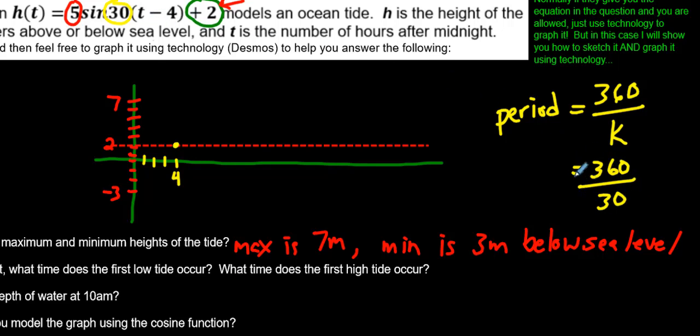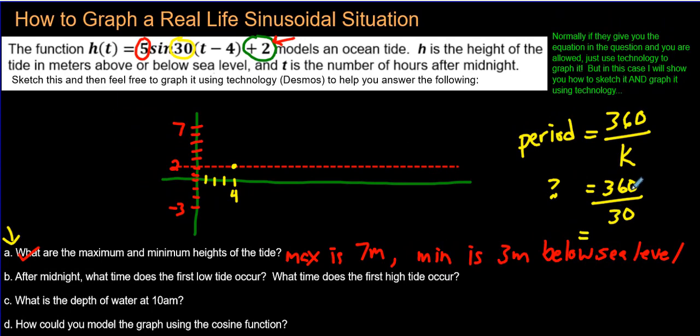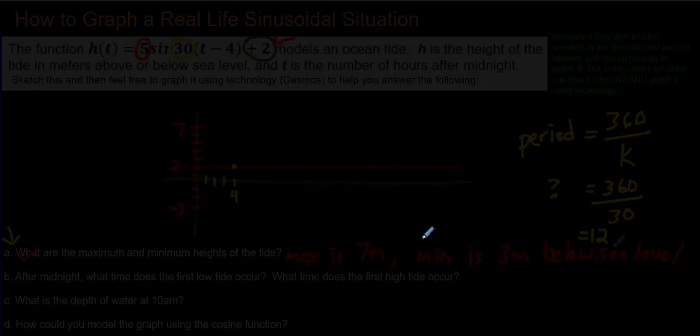To graph this, we need to know the period. So that's my little question mark. We need to know this. So 360 divided by 30 is, and if you do this on a calculator or you do it in your head, 36 divided by 3 is really the same thing as 360 divided by 30. You should come up with 12.